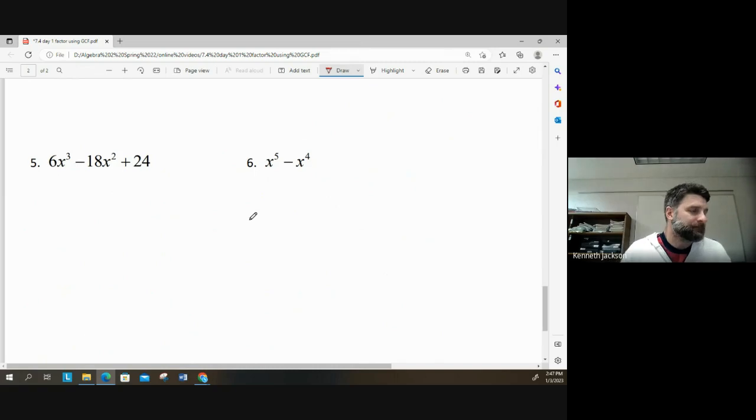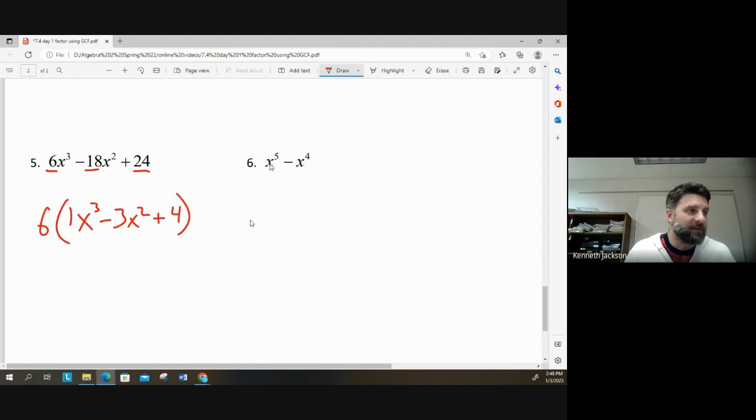2 more. Between 6, 18, and 24, what number will go into each of those? That would be 6. They all don't have an x, so I cannot pull an x out. What times 6 is 6? That's 1. X to the third minus what times 6 is 18? 3. X squared plus what times 6 is 24? That'd be 4.